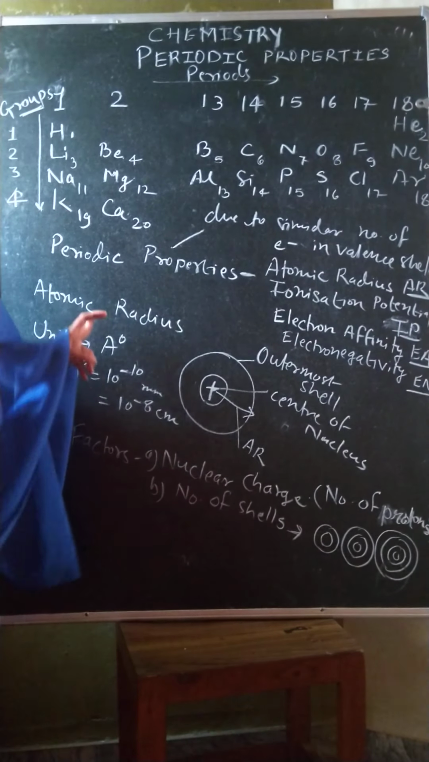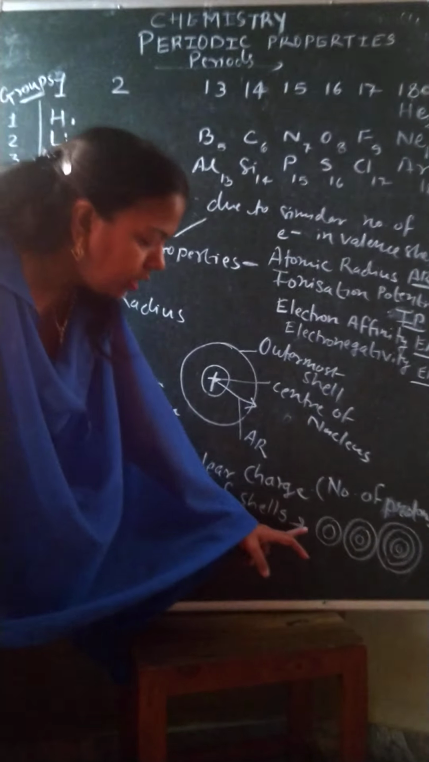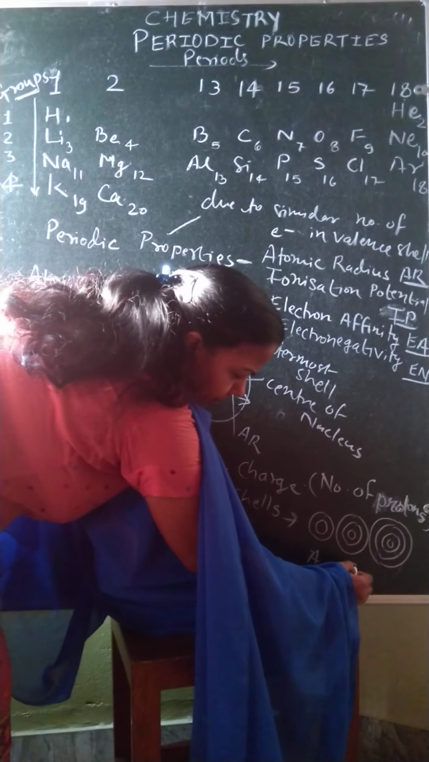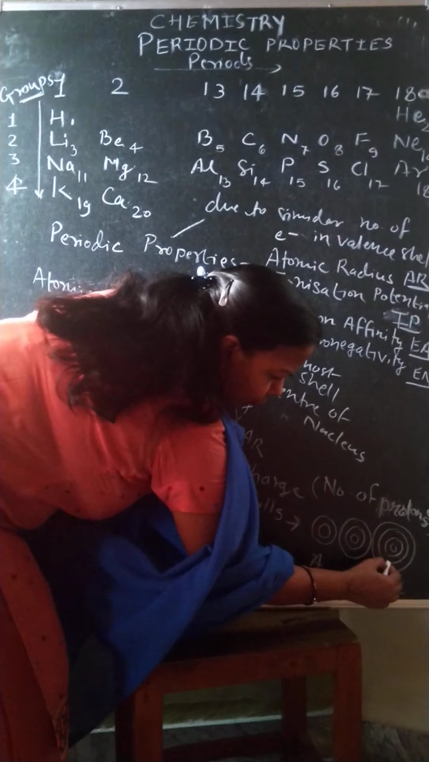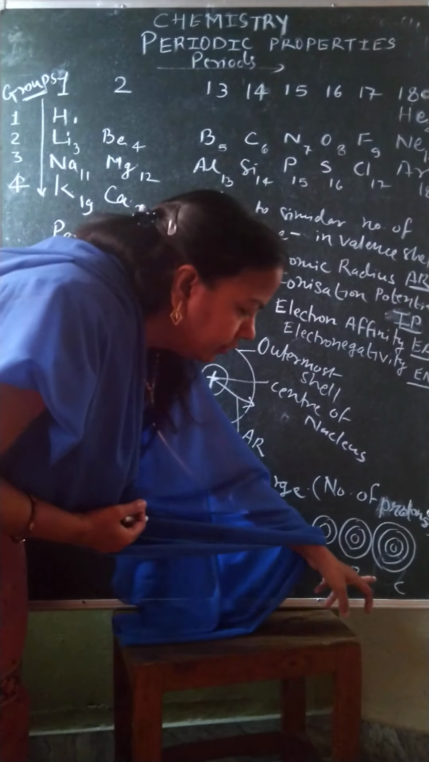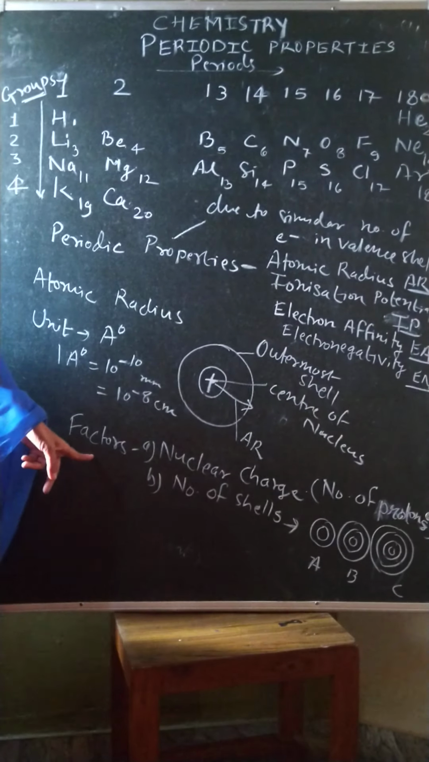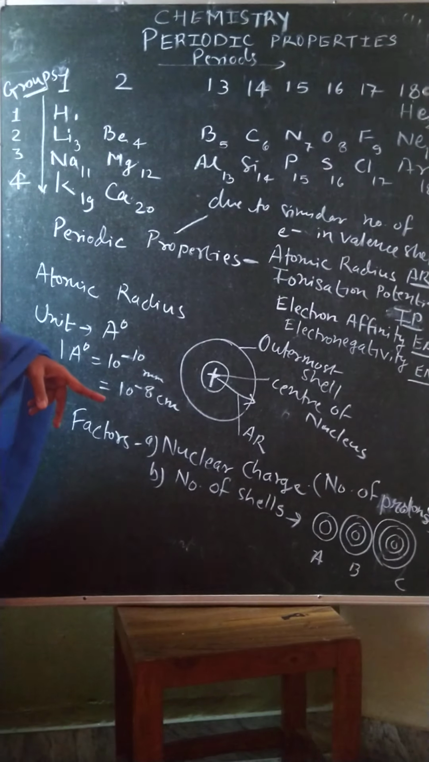The second factor on which atomic radius depends is the number of shells. See, this first atom A has 1 shell only, atom B has 2 shells, and atom C, how many shells are there? 1, 2, 3. So, obviously which atom will be the largest one? This atom C will be the largest one. So, on 2 factors, nuclear charge and number of shells, atomic radius depends.